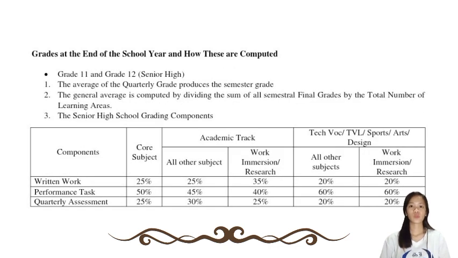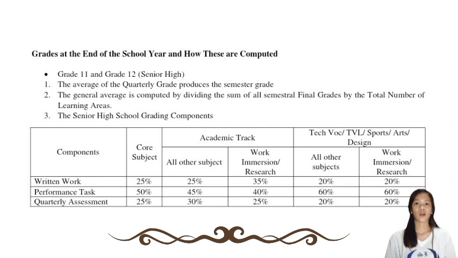For grade 11 and 12, or the senior high, the following guidelines should be followed. First, the average of the quarterly grades produces the semester grade. Second, the general average is computed by dividing the sum of all semestral final grades by the total number of learning areas. Third, the senior high school grading components. As we can see on the table, the percentages of all the strands, subjects, and other activities are stated very clearly. We need to take note also that written work may include items in level 1, which is knowledge, and level 3, understanding, in the KPUP.